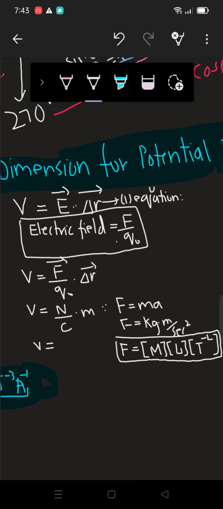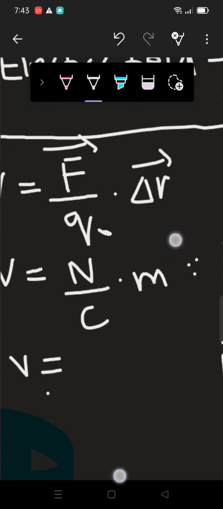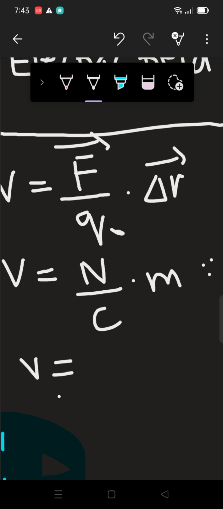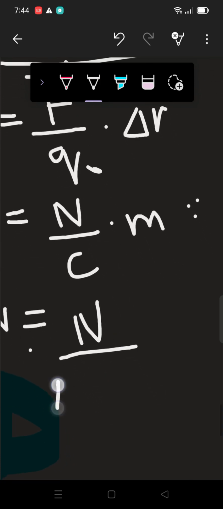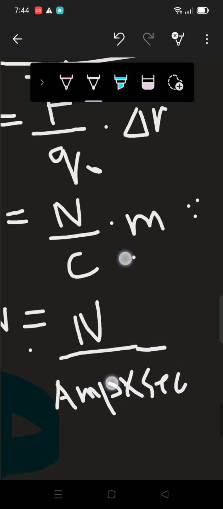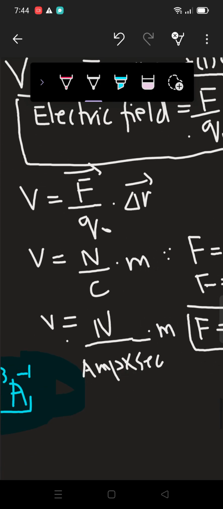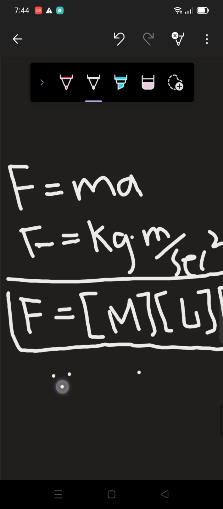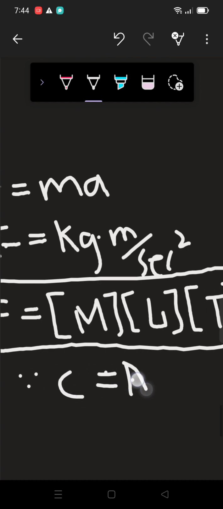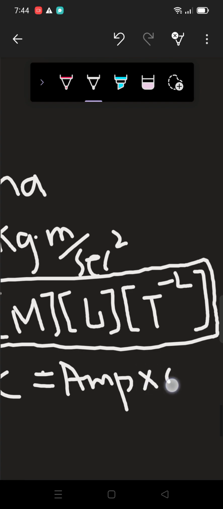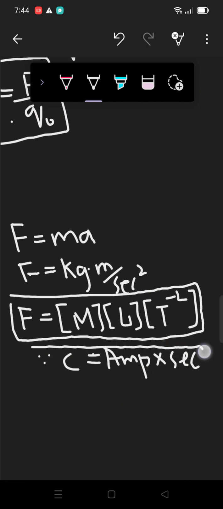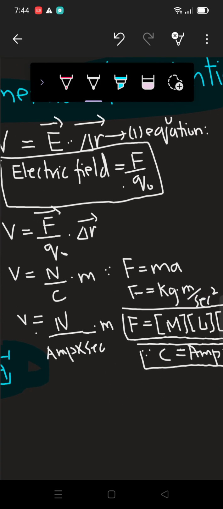So of course I can now put this dimension in this formula, right? But before putting this dimension of the force or Newton in this formula, let me tell you what Coulomb is equal to. 1 Coulomb is equal to 1 ampere into 1 second. So 1 ampere into second is what we call the Coulomb. Let me write this here as well. Coulomb is equal to ampere into second. This is the most important topic in terms of MCQs. They're going to ask you a lot of questions from it.